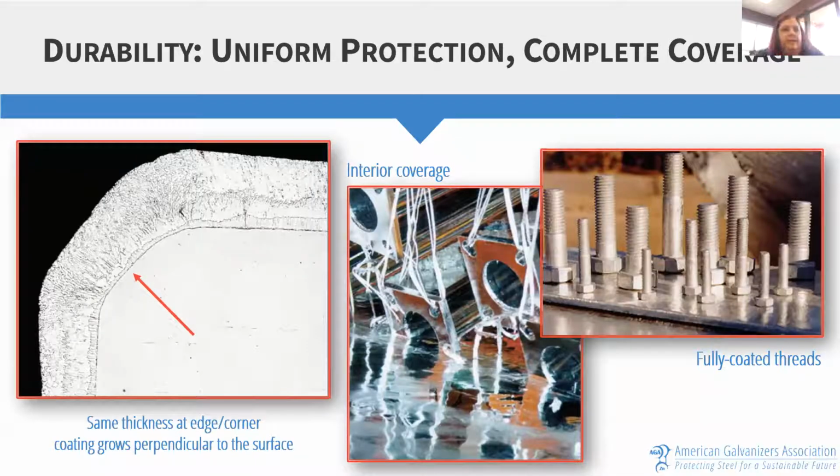Another part of hot dip galvanizing's durability that's important to understand is that it provides uniform protection and complete coverage. And what do I mean by that? Well, basically, hot dip galvanized coating grows perpendicular to every surface of the steel. And so that means that any of the corners or edges will have the same thickness as flat surfaces. And any interior areas, if a hollow structure, or threads, are going to be fully coated. So there's really no weak point for corrosion to begin or to attack the bridge.